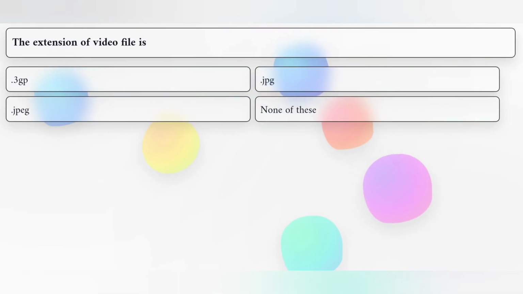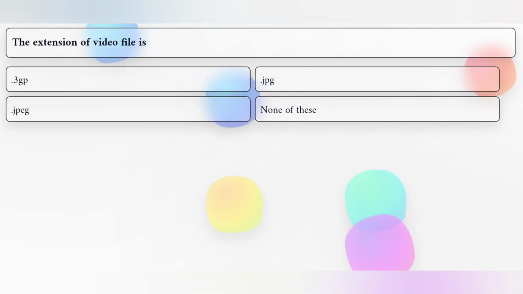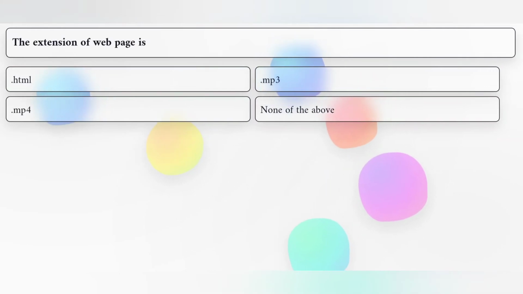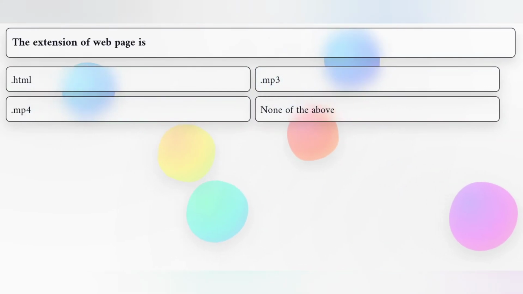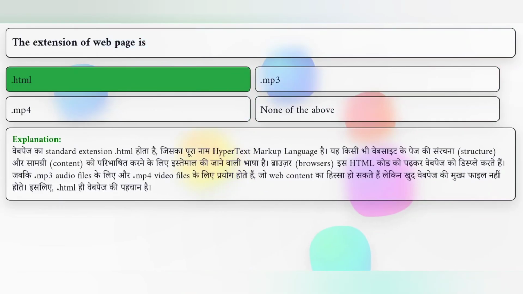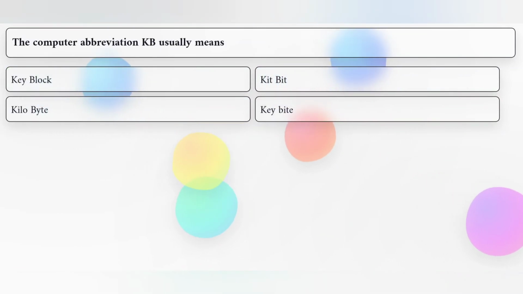The extension of video file is .3GP, .jpg, JPEG, none of these. The extension of web page is HTML, MP3, MP4, none of the above. The computer abbreviation KB usually means key block, kidbit, kilobyte, keybyte.